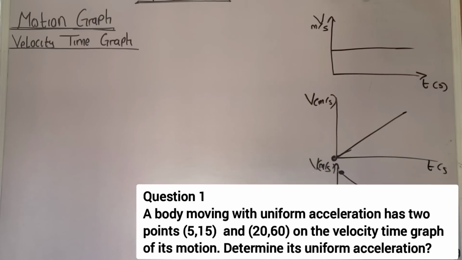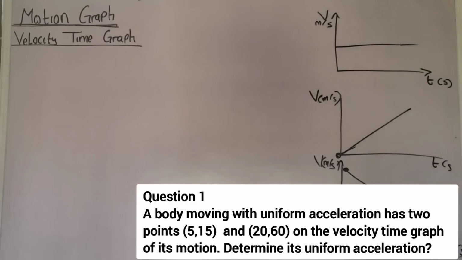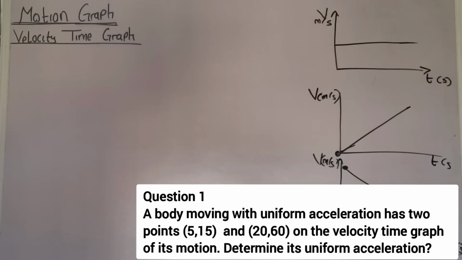A body moving with uniform acceleration has 2 points (5, 15) and (20, 60) on the velocity time graph of its motion. Please pay attention. We are asked to determine the uniform acceleration.